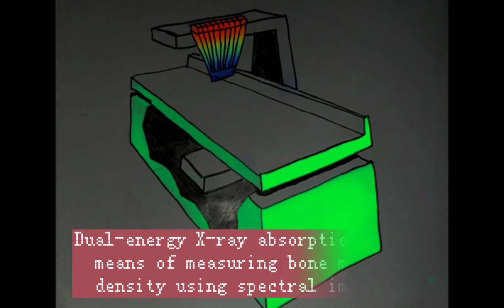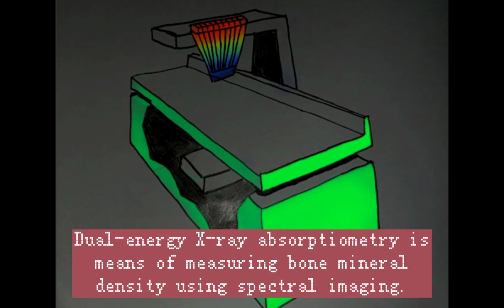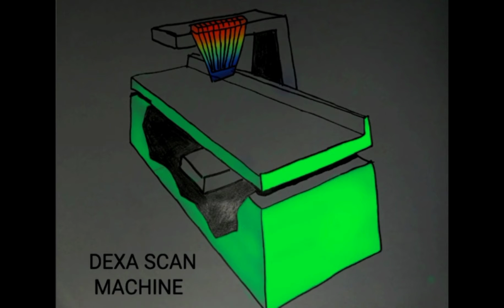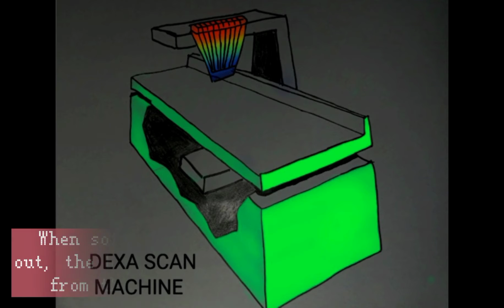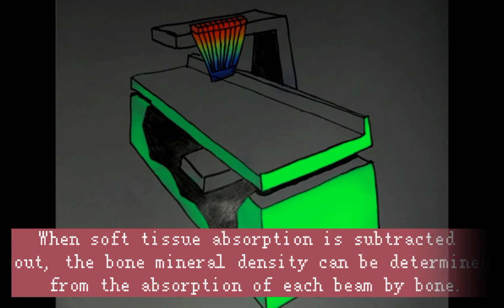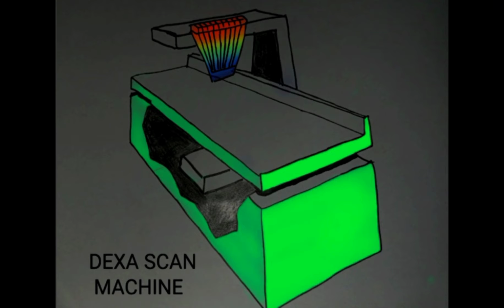Dual energy X-ray absorptiometry is a means of measuring bone mineral density using spectral imaging. Two X-ray beams with different energy levels are aimed at the patient's bones. When soft tissue absorption is subtracted out, the bone mineral density can be determined from the absorption of each beam by bone.